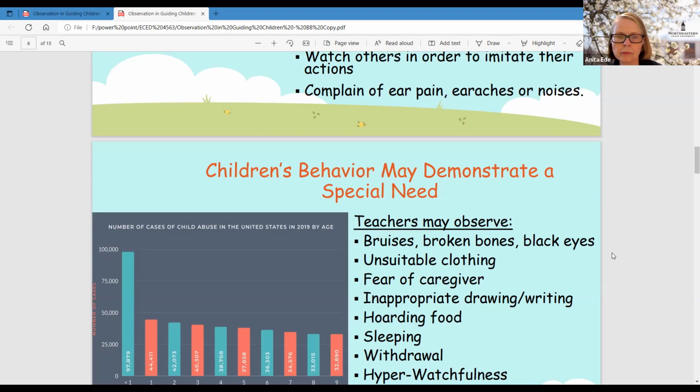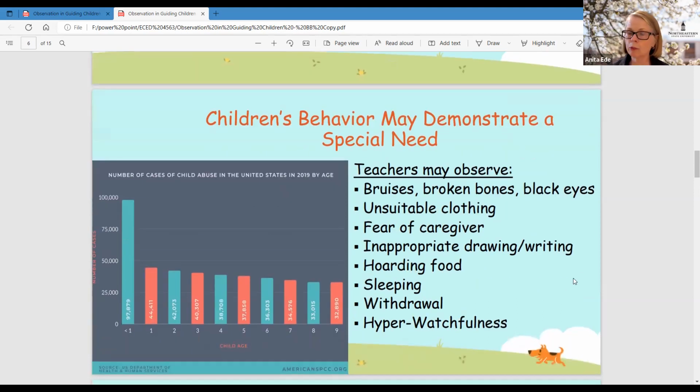Okay. You may also observe things such as bruises, broken bones, black eyes, unsuitable clothing. By unsuitable clothing, I mean sending the child to school in a summer dress when it's 20 degrees outside. Fear of a caregiver. Inappropriate drawings and writings. Inappropriate would be children drawing about things that they should have no idea about, or writing about them in their journal. When you see that, it is a hallmark of a child that's being abused in some way. These can be indications of possible abuse.